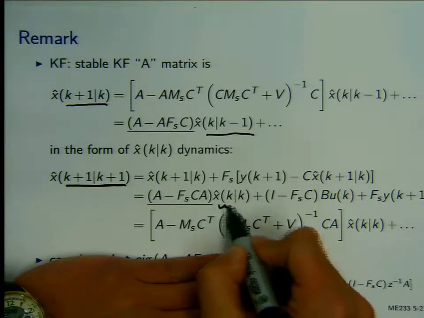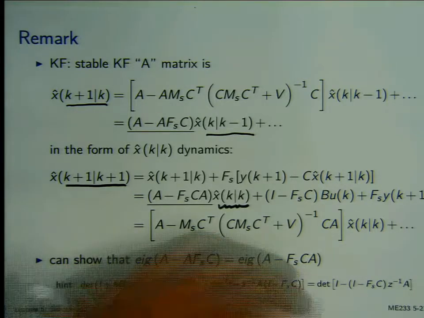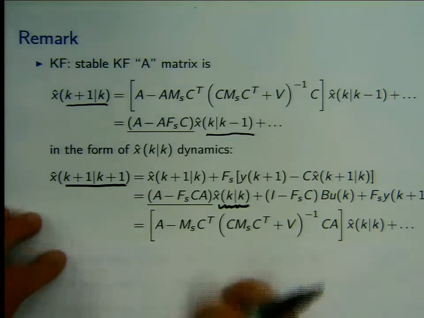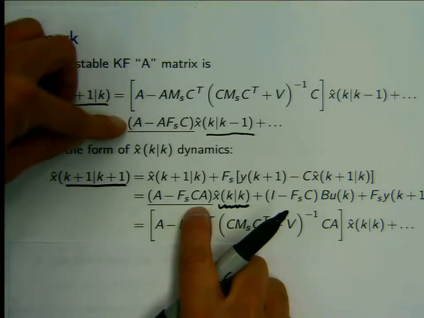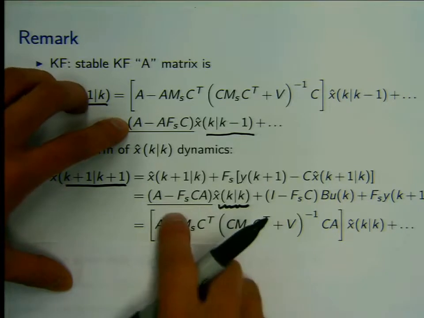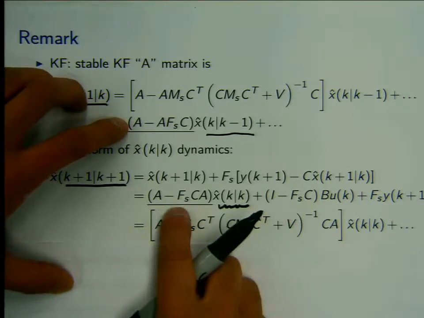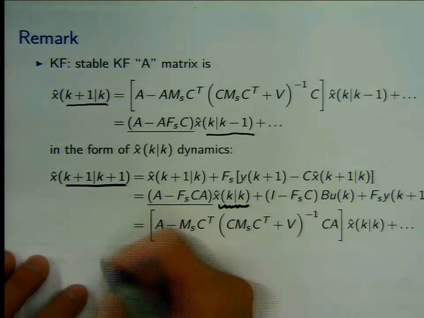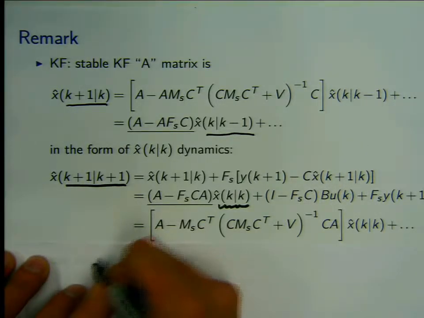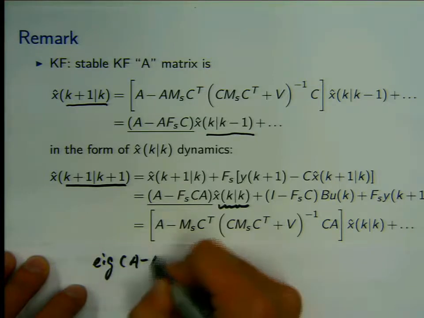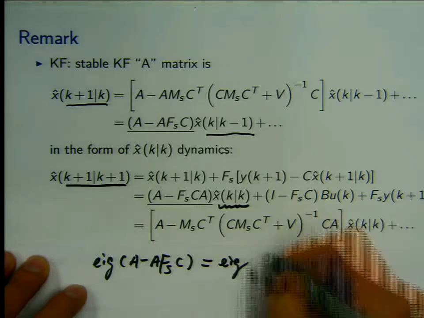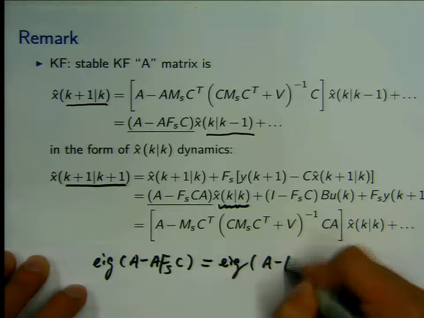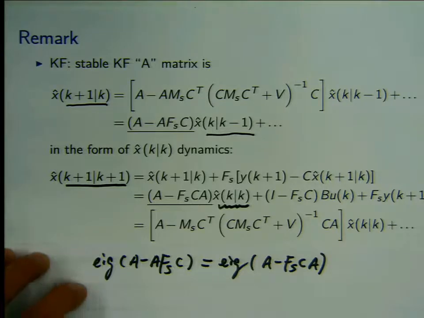The first thing to notice when you see this is that these two matrices are different. And I have explained that the Kalman filter dynamics is going to be stable. So both of these matrices are guaranteed to have eigenvalues inside the unit circle. Actually, if you dig into the details, the eigenvalues of A minus AFs C are exactly the same as the eigenvalues of A minus Fs CA. Okay? There are multiple ways to understand this.